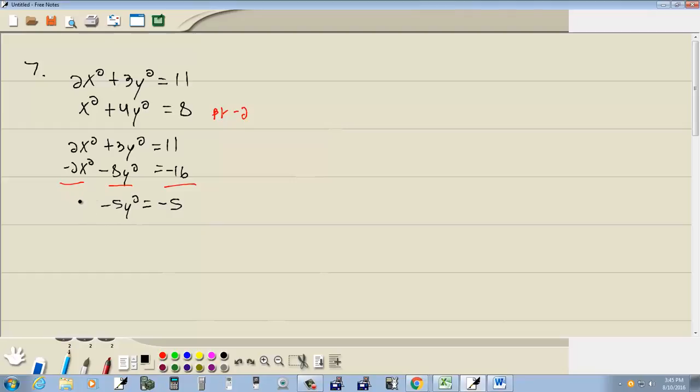Our goal was to eliminate one of the variables. So now I'm going to divide both sides by negative 5. And we get y squared is equal to 1. Now the square root property says we'll drop our squared and we'll put a plus or minus square root around the other side, which gives us y is equal to plus or minus 1.